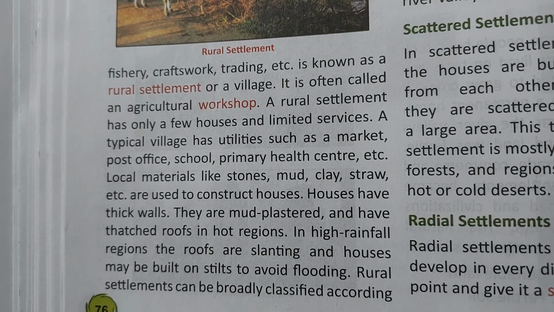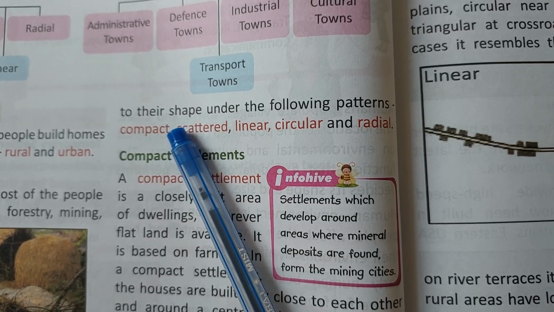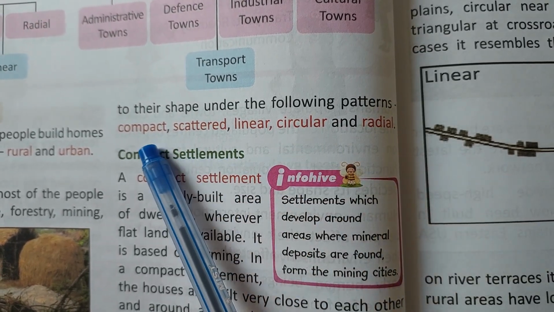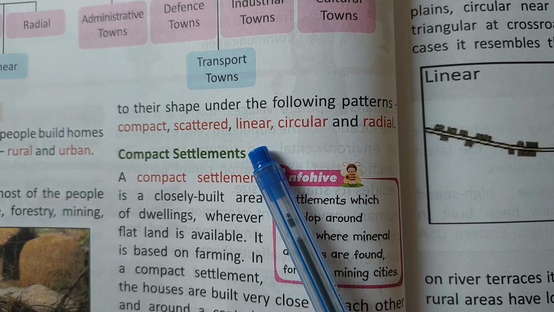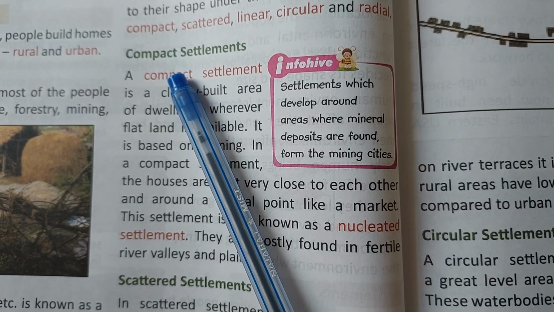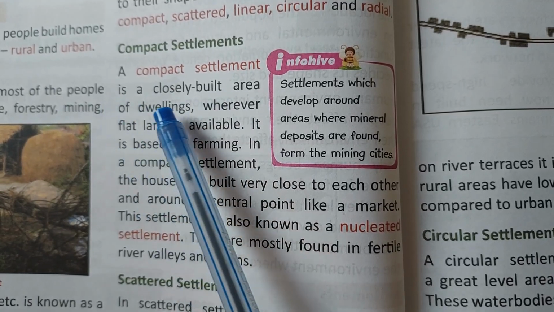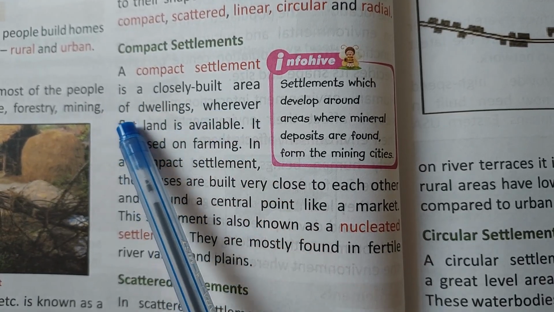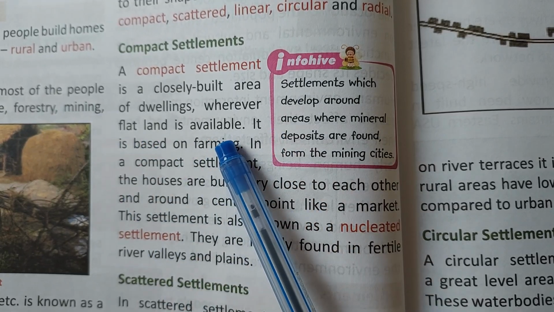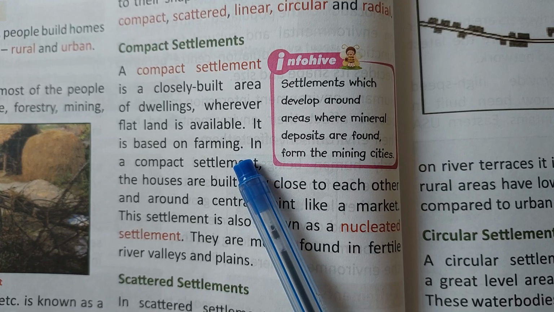Rural settlements can be broadly classified according to their shape under the following patterns: compact, scattered, linear, circular, and radial. Compact settlements. A compact settlement is a closely built area of dwellings wherever flat land is available. It is based on farming.